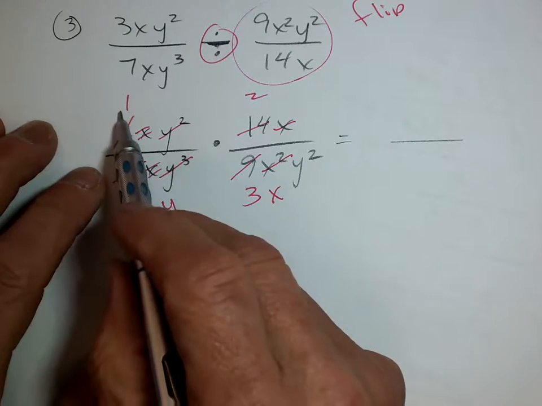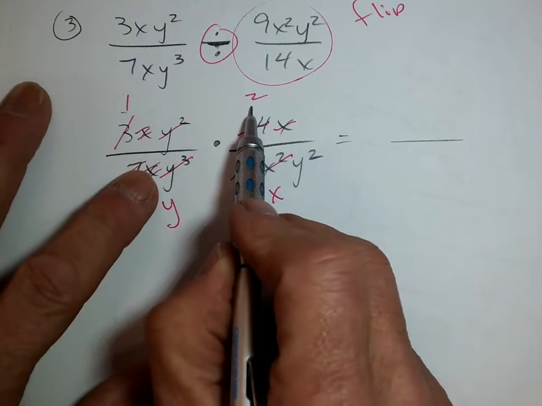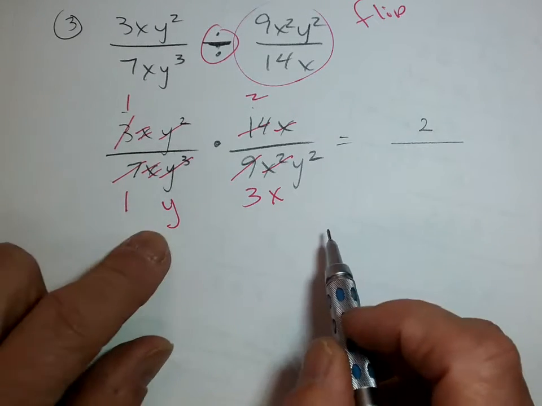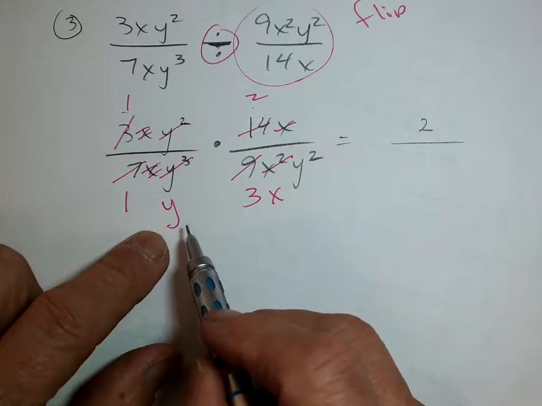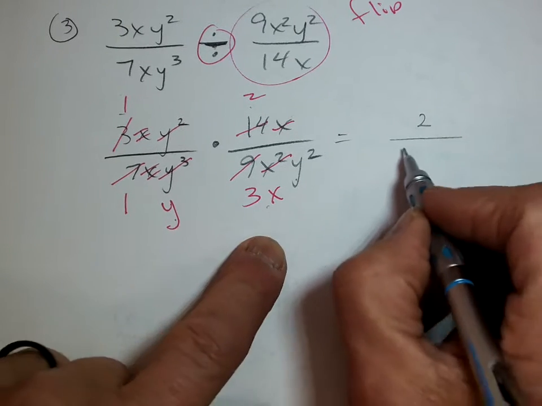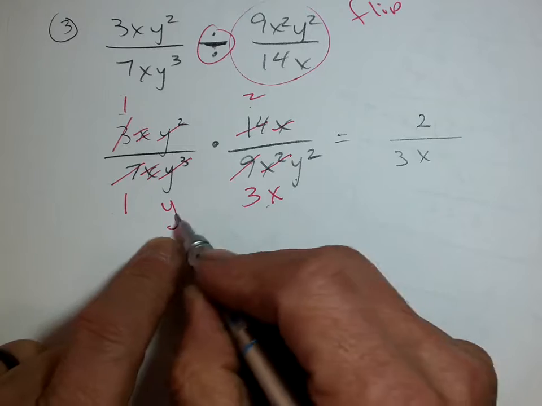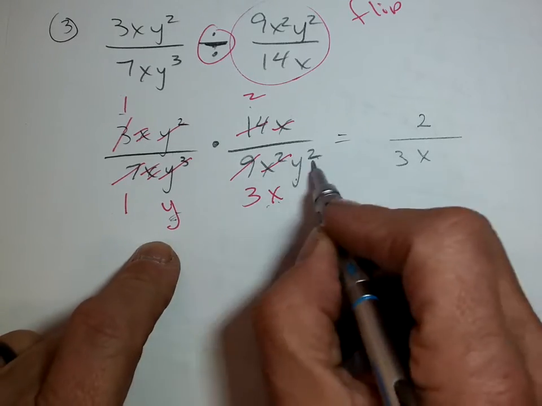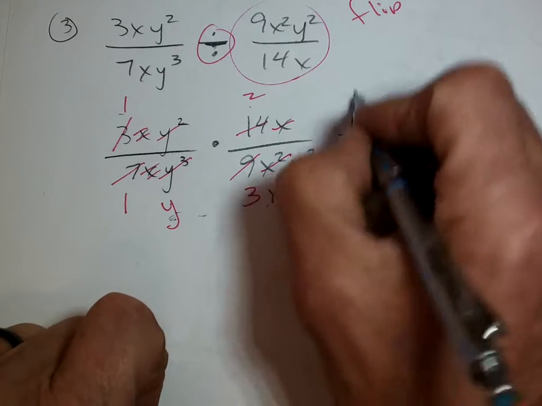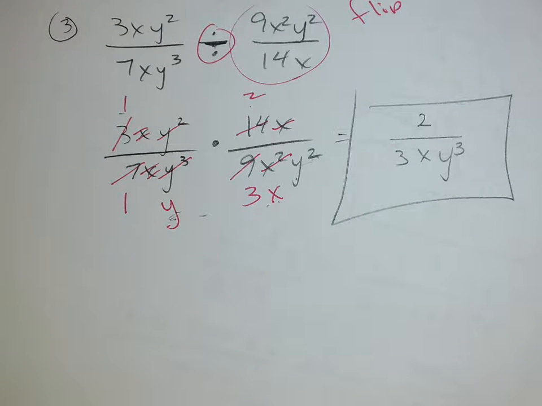Okay, so I have a 1 times 2, so I've got a 2 on top. And on the bottom, I'm going to have y times y squared, so I'm going to have 3x with a y cubed. And now that's all I could do. There's nothing else to cancel. Okay.